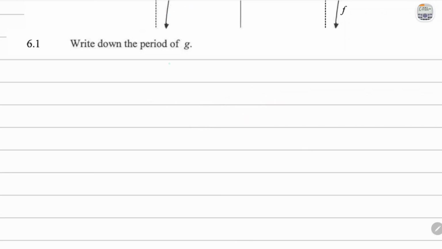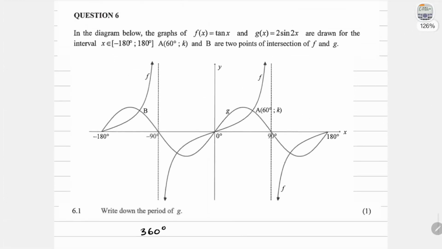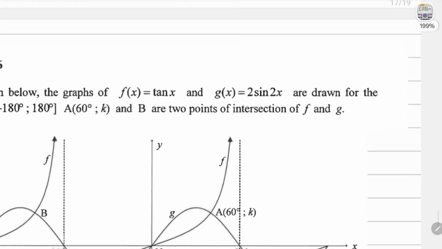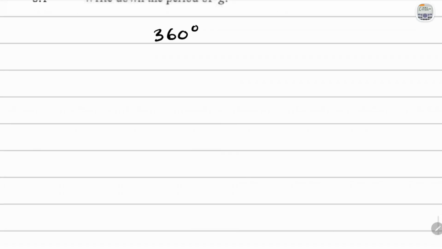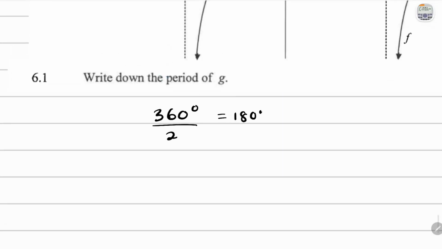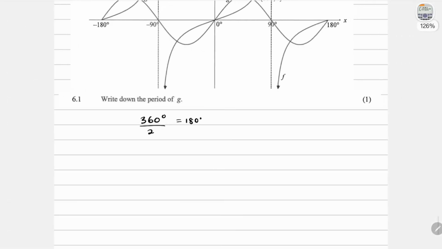So the original sine graph takes 360 degrees to complete a cycle, and then you're going to divide that amount by whatever is in front of your angle, because that is what is going to alter the period. The number in front of x is 2, so we're going to divide this by 2. If you divide that by 2, it gives you 180 degrees. So this graph's period is 180 degrees, and that would be our answer.